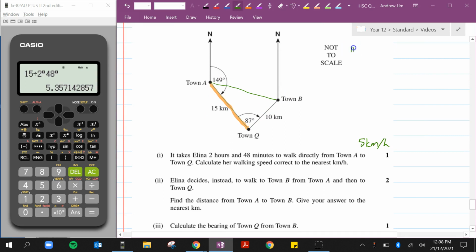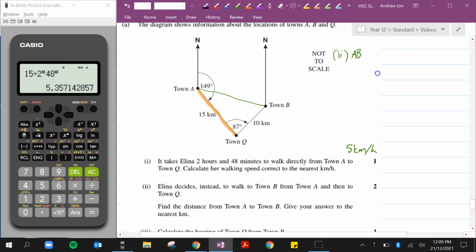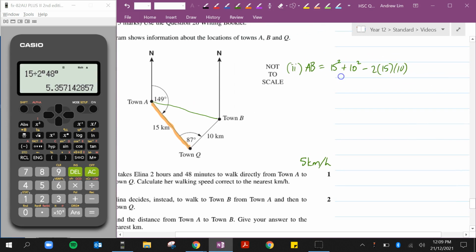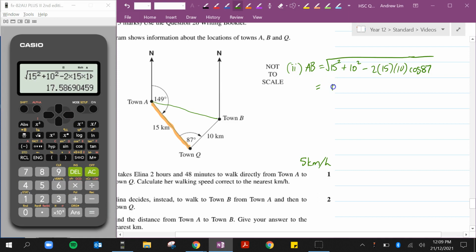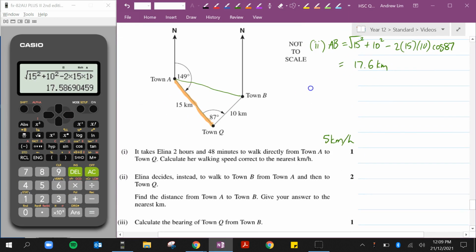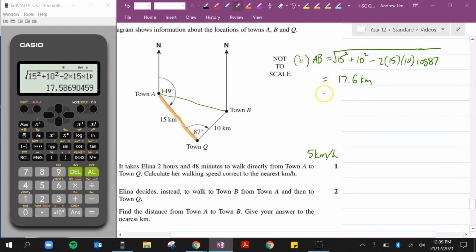So I'm going to do that up here, part 2. AB is equal to 15 squared plus 10 squared minus 2 times 15 times 10 times cosine of 87. I'm going to square root all that. And that gives us 17.6 kilometers. And the question says, give your answer to the nearest kilometer. So I'm just going to say 18 kilometers.